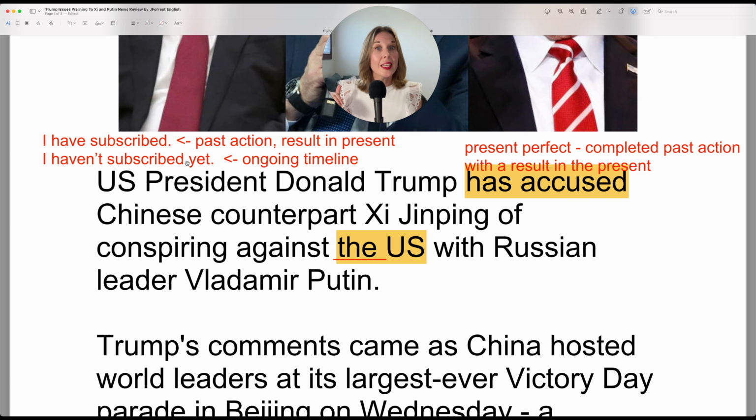Now, in the negative, you could say, I haven't subscribed but you can add the word yet. I haven't subscribed yet. So this is the contracted form. And this is an ongoing timeline. So until now, the action has not happened, but you can subscribe now, 5 minutes from now, an hour from now, tomorrow, next month. So it's an ongoing timeline.